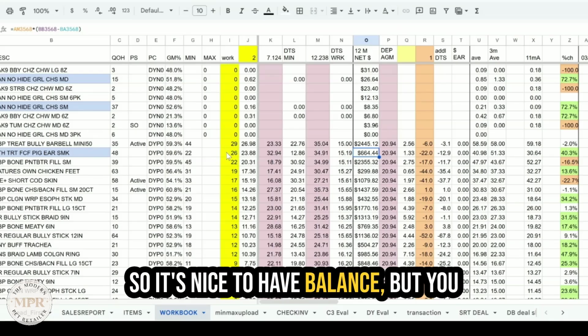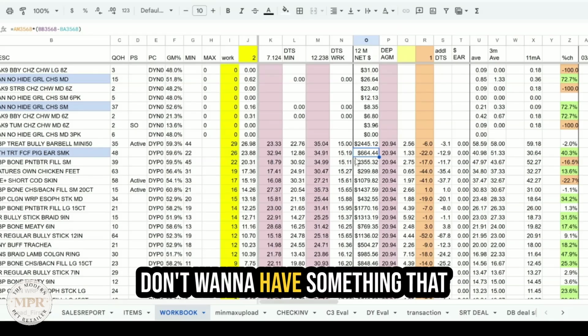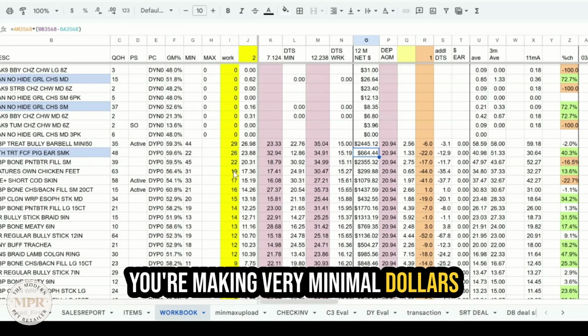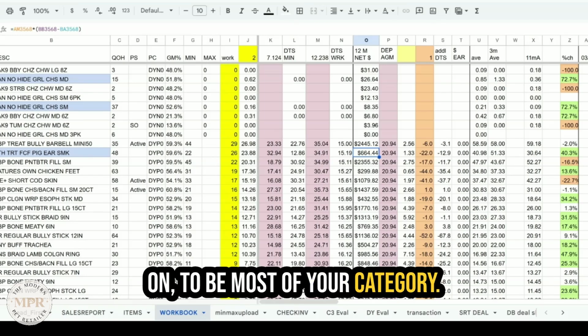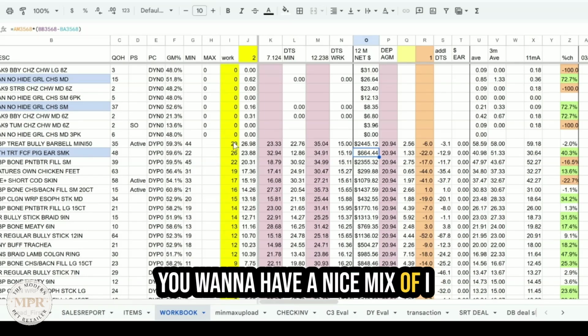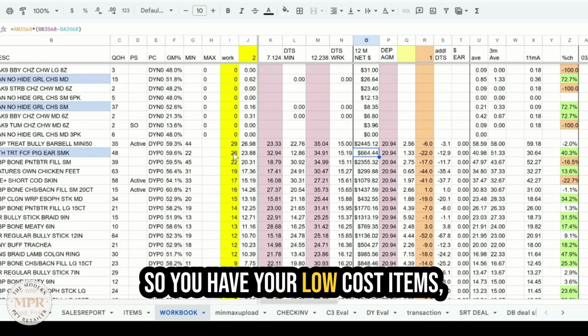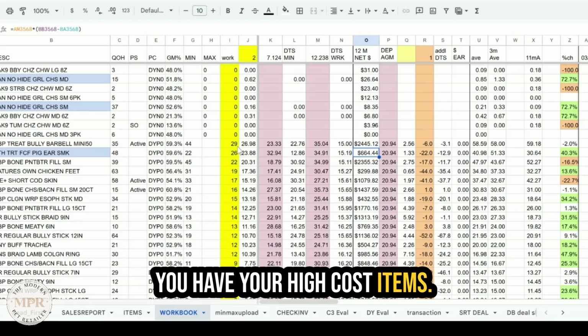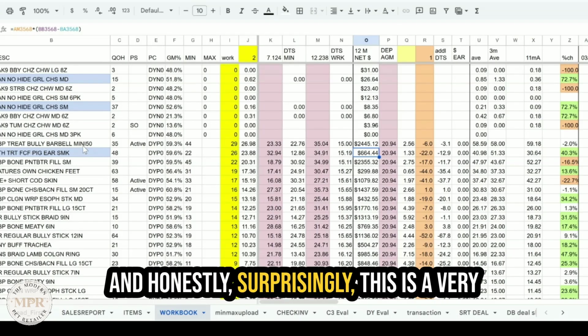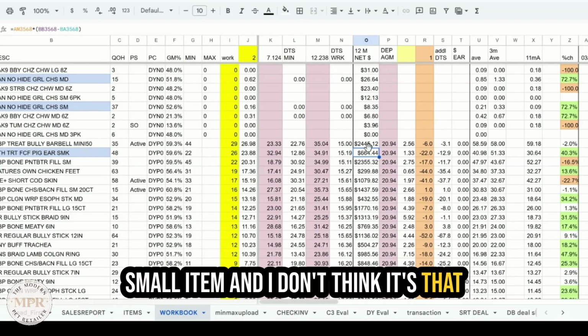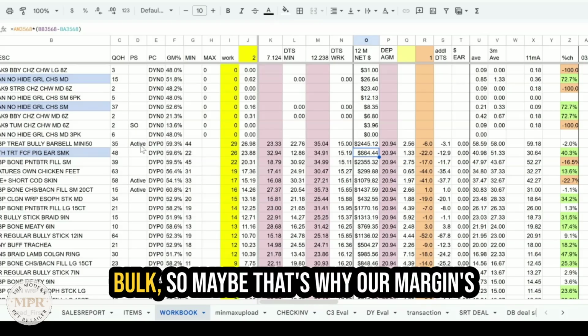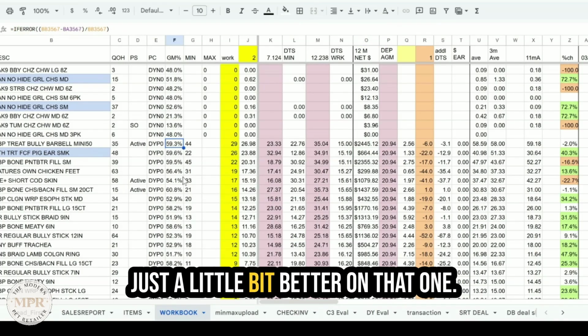So it's nice to have balance, but you don't want something that you're making very minimal dollars on to be most of your category. You want a nice mix of, I sell 29 of these and I make a good profit on each one. So you have your low cost items, you have your high cost items. And honestly, surprisingly, this is a very small item and I don't think it's that high of cost, but I think we order it in bulk. So maybe that's why our margins are just a little bit better on that one.